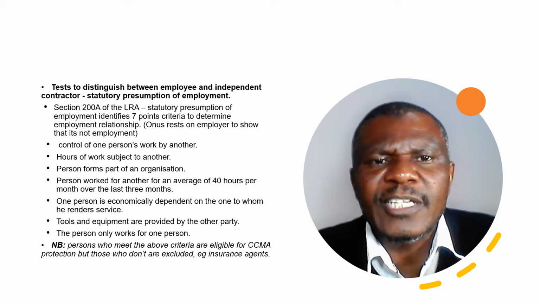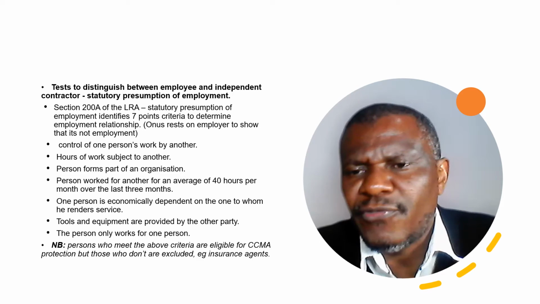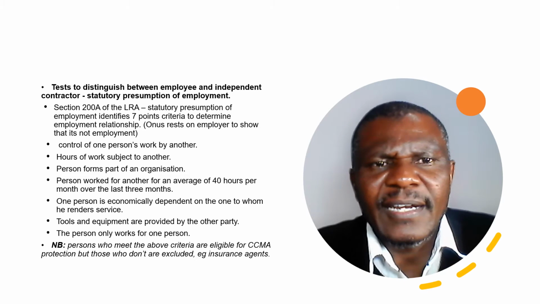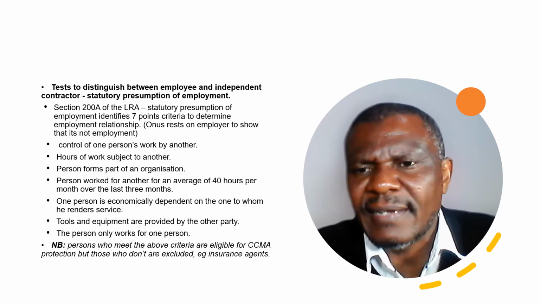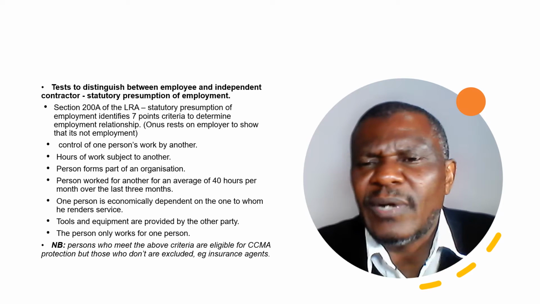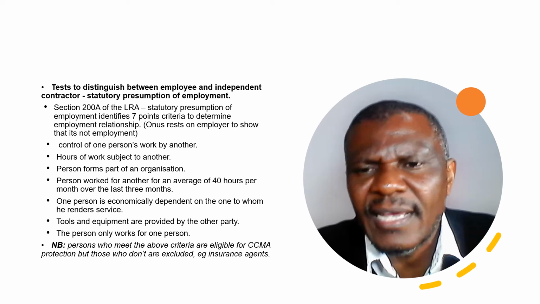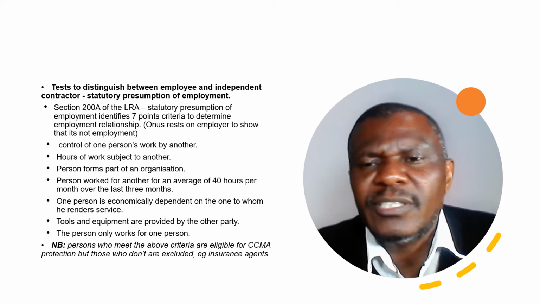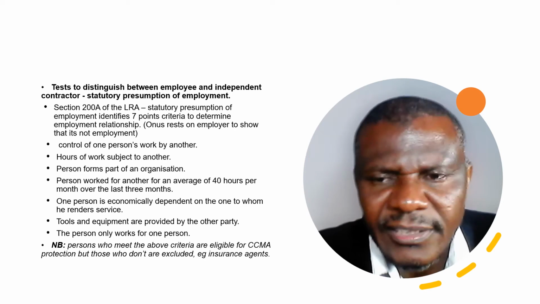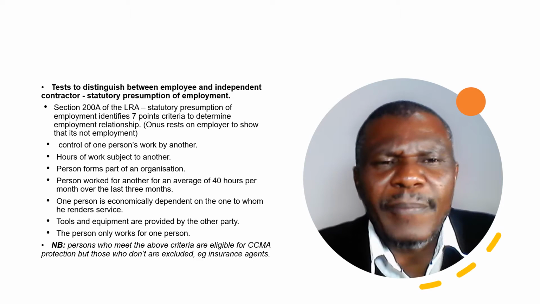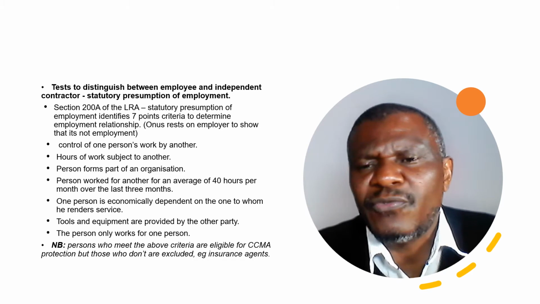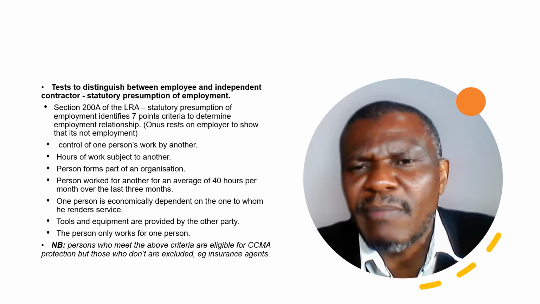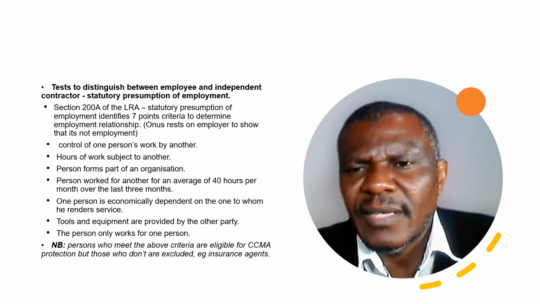The control of one person's work by another. If your work is controlled by another, then you are an employee. And if the hours of work subject you to another, for certain hours of work you are subject to another person, then you are their employee. And if the person forms part and parcel of an organization, we spoke about that one above, then you are an employee. If the person has worked for that other person, for instance, if you have given your labor to that other person for an average of 40 hours per month over the last 3 months, then you are an employee.